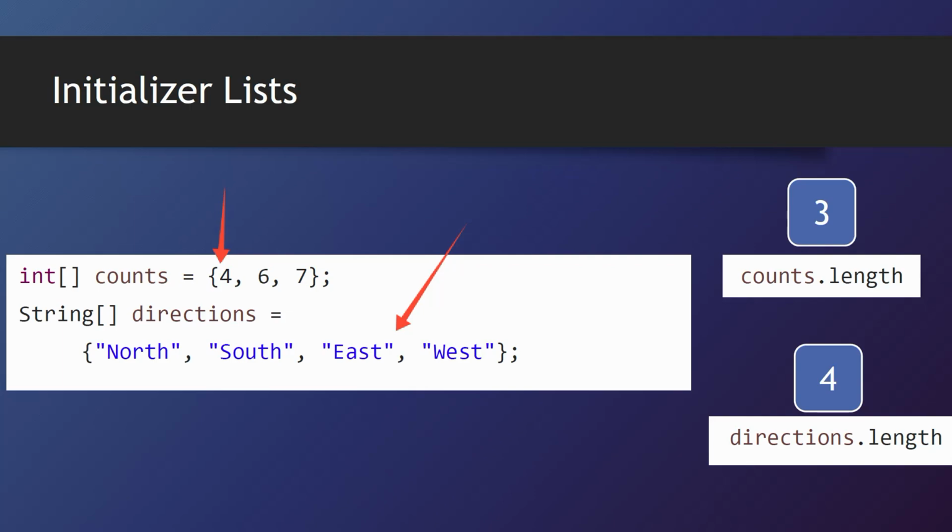You can use this setup if you have a relatively small array and you know the initial values that you want stored in an array right when you declare it. Note that you can only use an initializer list when you first declare the array.